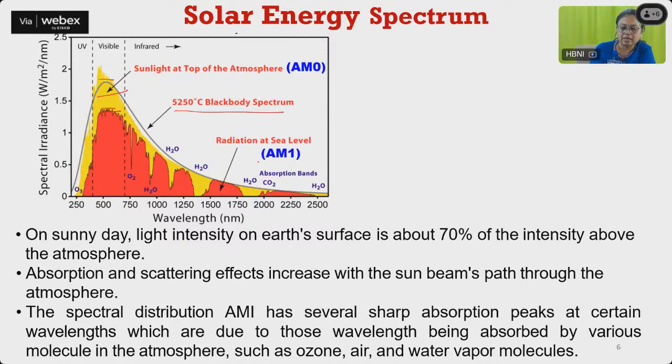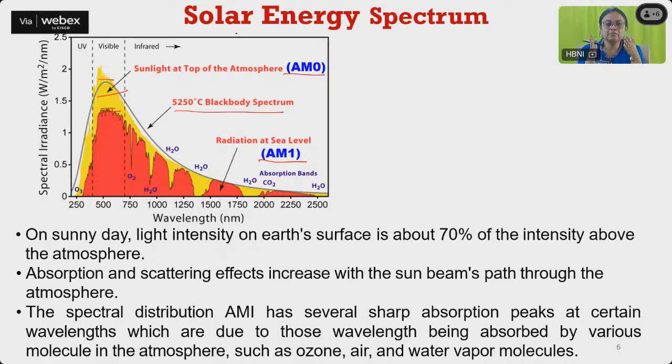So here I have said it is called air mass 1, and this is air mass 0. Air mass 0 means at the top of our, above the atmosphere of the earth. So that is air mass 0. Air mass 1 is when the sun is just at the top.